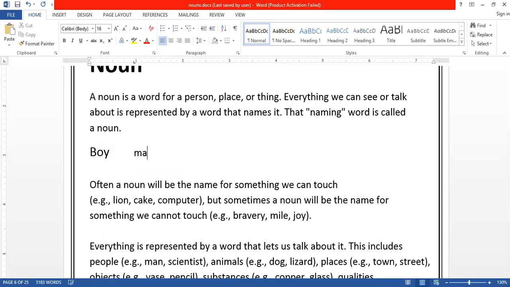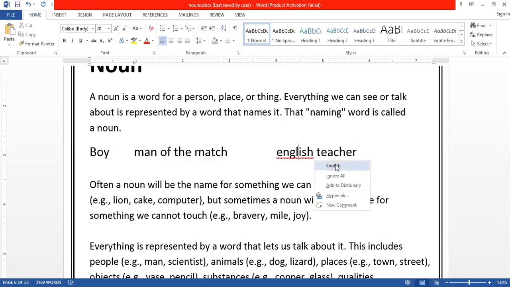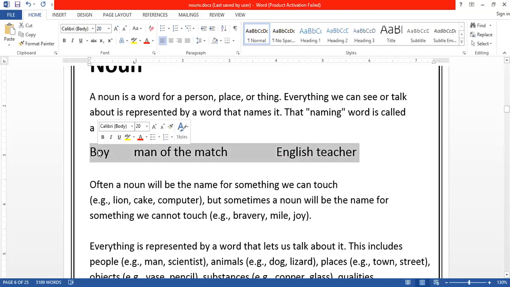For example, if I say man of the match, can you see how many words we have? There are 4 words. So this is one noun here, man of the match. For example, English teacher. English is one word, and the next word is teacher. So there are 2 words. So we can simply say a noun can be one word or more than one word. This is the first thing we can say.